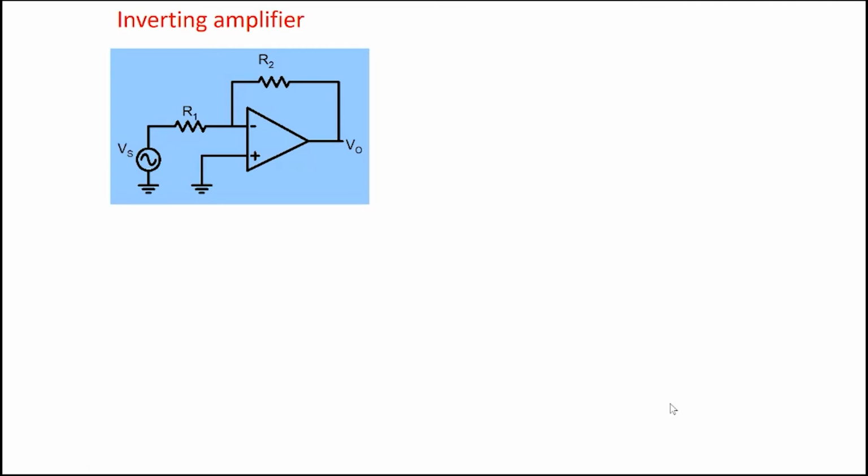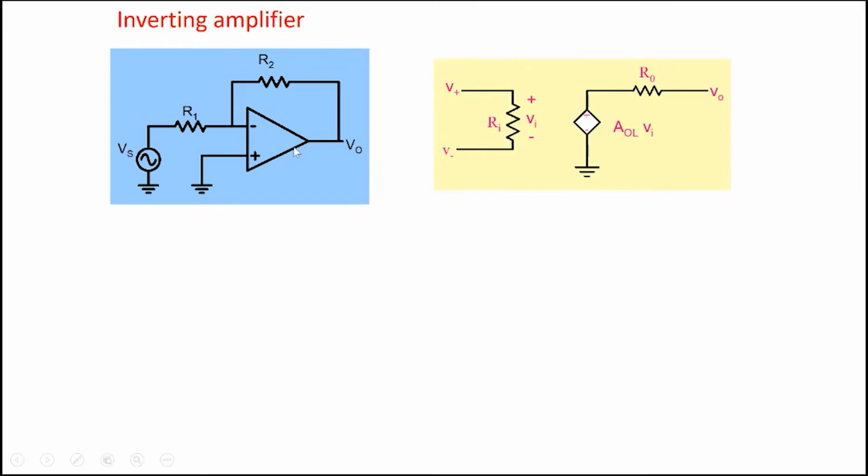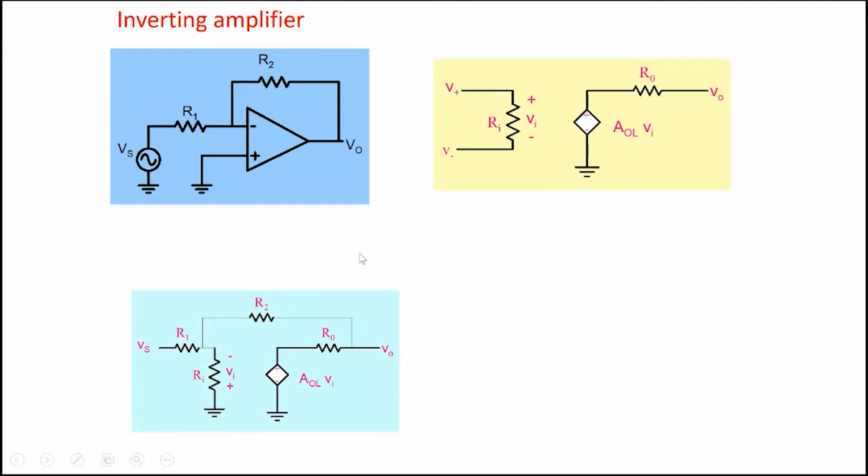An example of an op-amp circuit with negative feedback is this inverting amplifier that we had briefly mentioned earlier. So let's analyze this particular circuit. Our op-amp is here. The op-amp is Ri, A0L Vi, and R0 here. We've now connected R1 and R2 here, so this whole amplifier will now look like this.